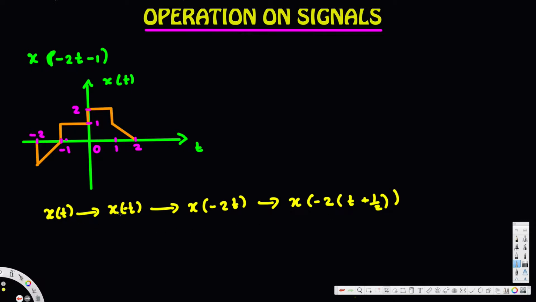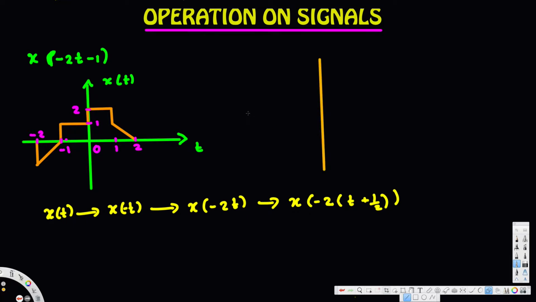So when we have x of negative t, that's a reversal. You can think of it like flipping this graph around the y-axis. This one will be on the other side and this side will be on this side, right? So that's what's going to happen when we have a negative t. Now let's go ahead and draw that.